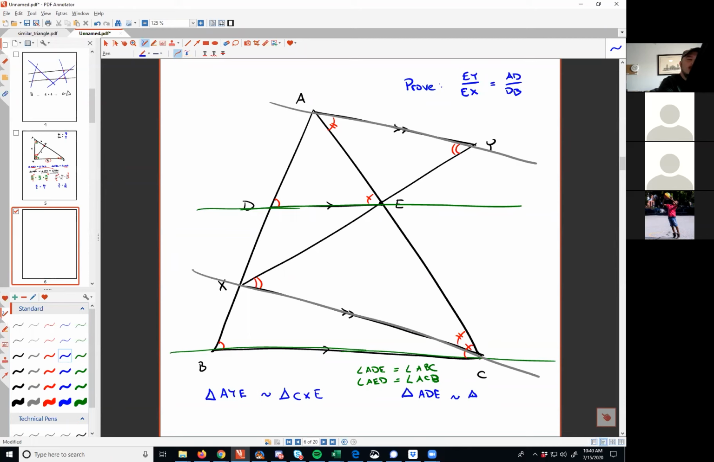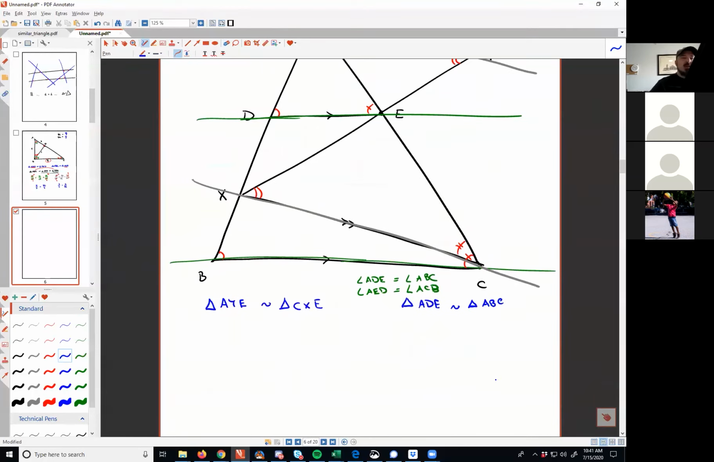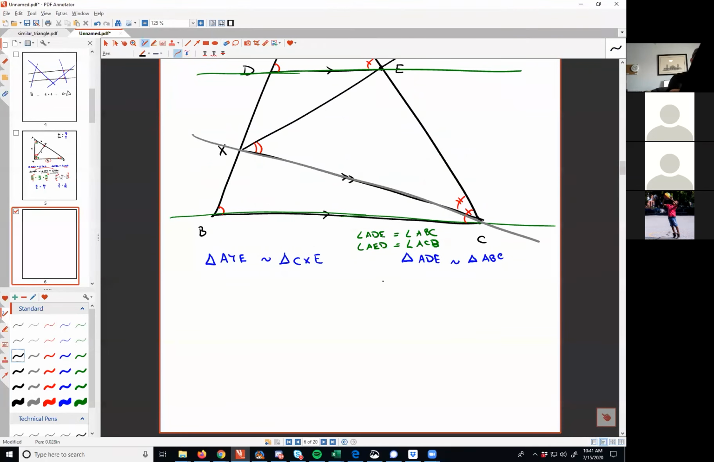Careful. ABC. Since we're writing this, it's important to get the vertices in correct matching order. And remember, that helps us write our ratios most easily. AD is to AB as DE is to BC as AE is to AC.